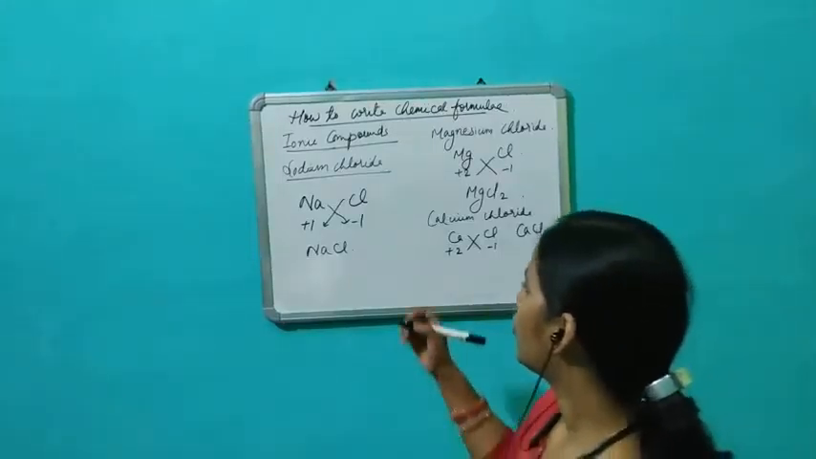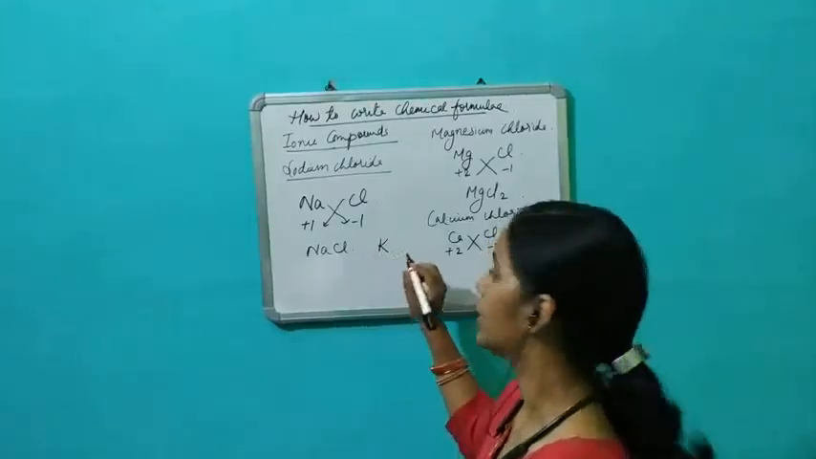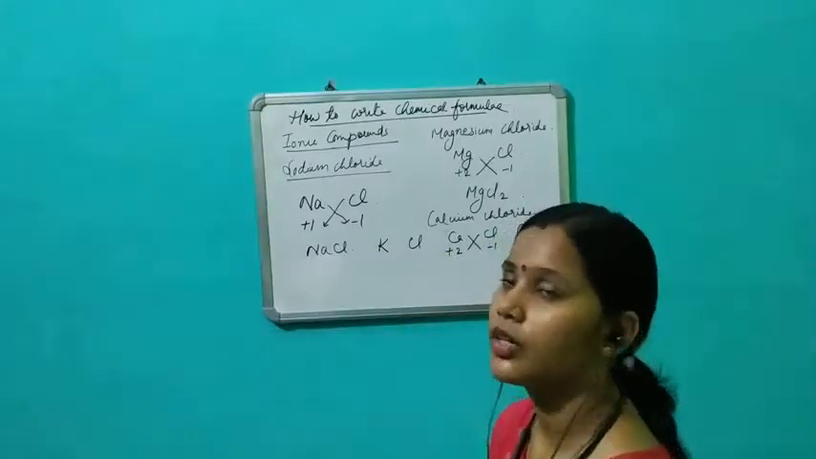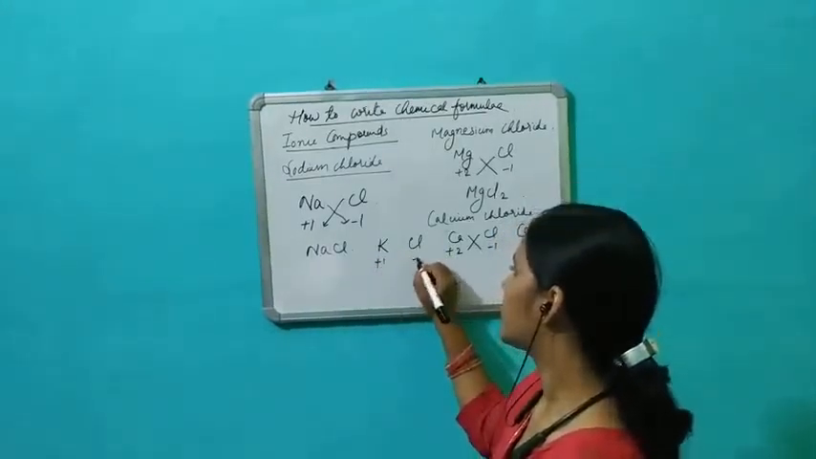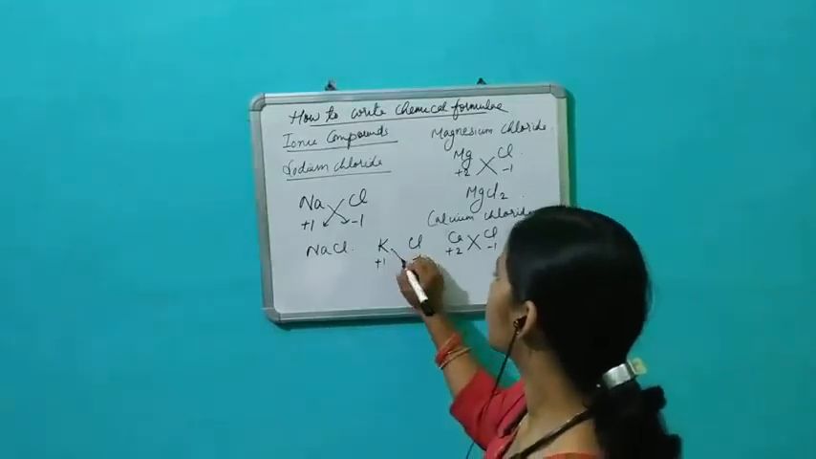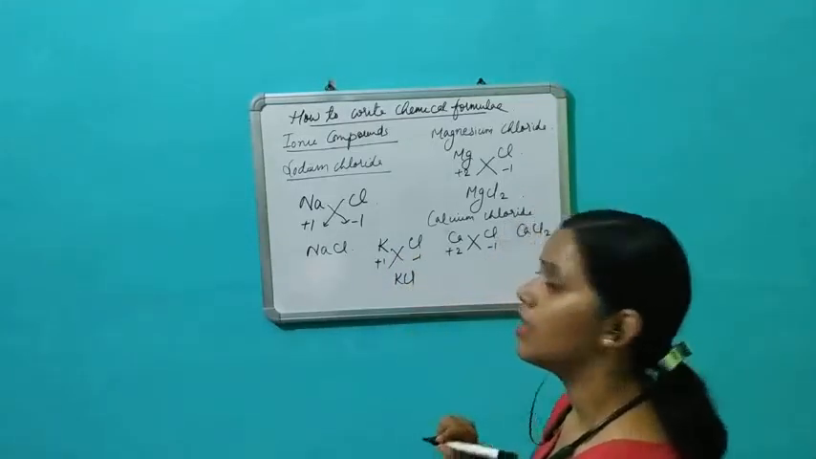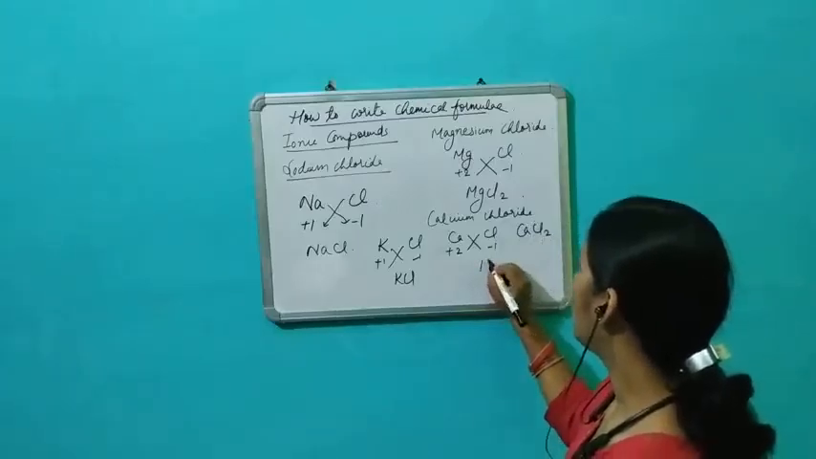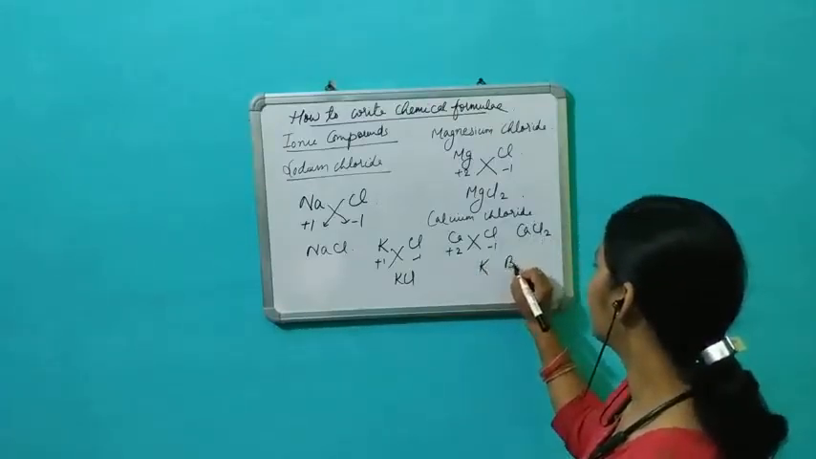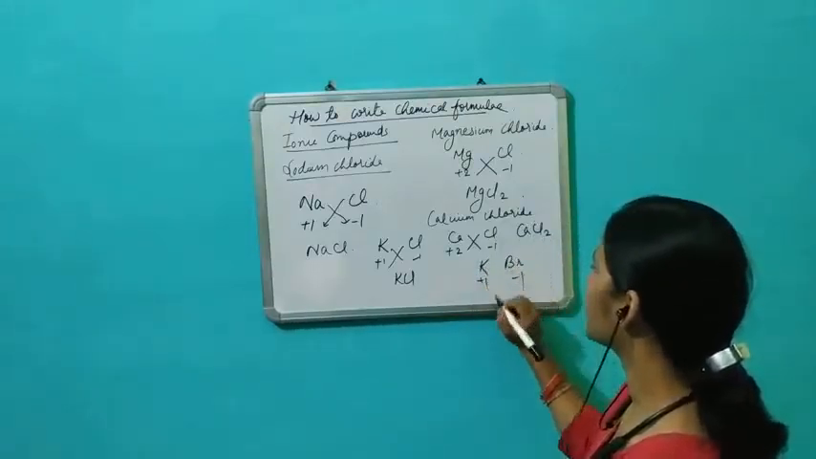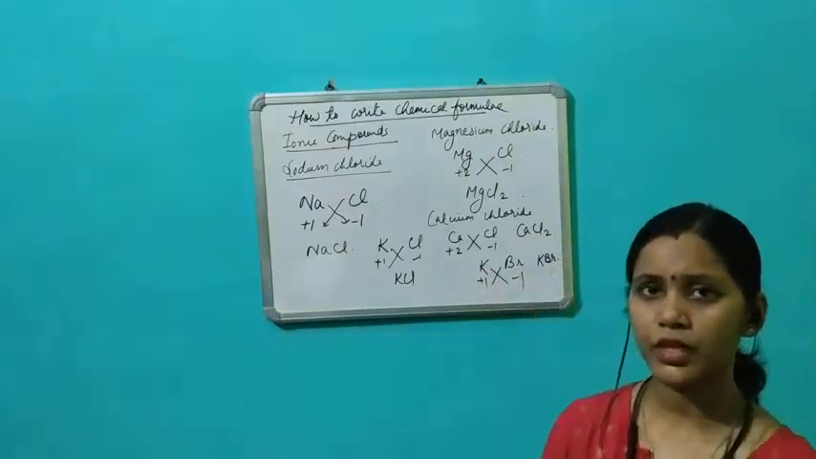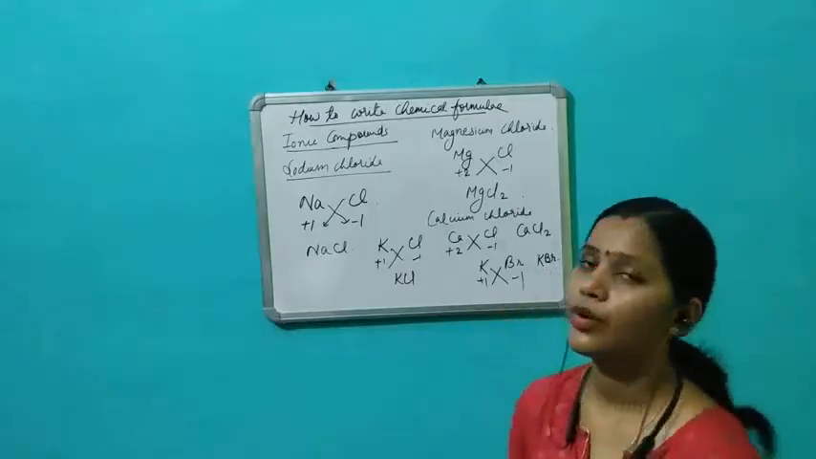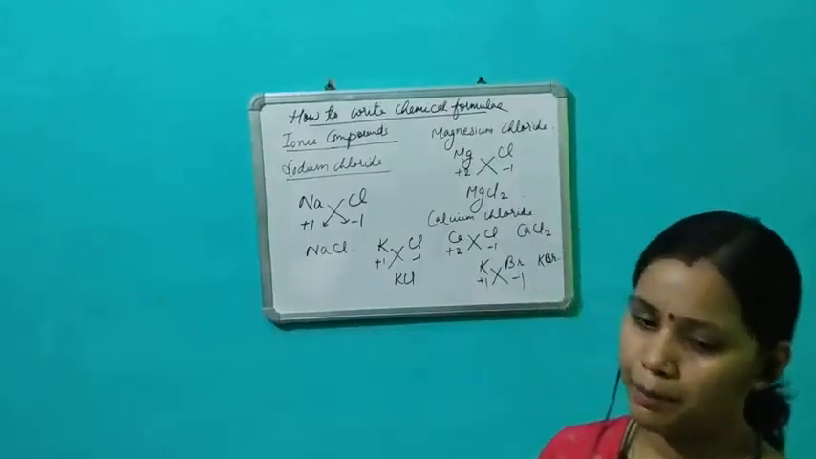Then again, if you want to write KCl, potassium chloride. Potassium is K and chloride is Cl. So potassium can lose one electron and Cl can gain one electron. So crisscross, we get KCl. Similarly, potassium bromide. Potassium is K, bromide is Br. This is +1, this is -1. Crisscross, we'll get KBr. Alright, so this is how we are going to write the ionic compounds.